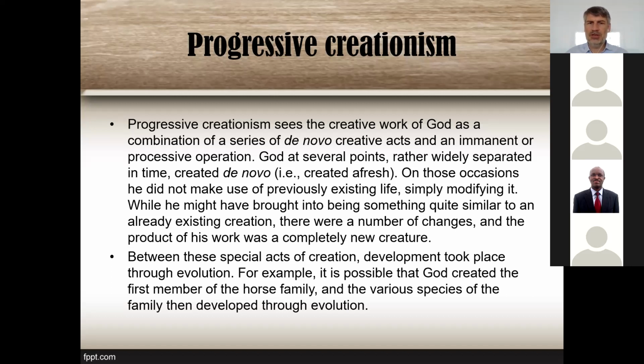So what progressive creationists say is that God actually pushed evolution. For example, those fishes in the water were developing according to the laws of evolution. But when the time came for them to go to the dry land, God created the first animals who can live on the dry land. So God was pushing the process of evolution, and he was creating through evolution. So evolution was a tool through which he created this world.